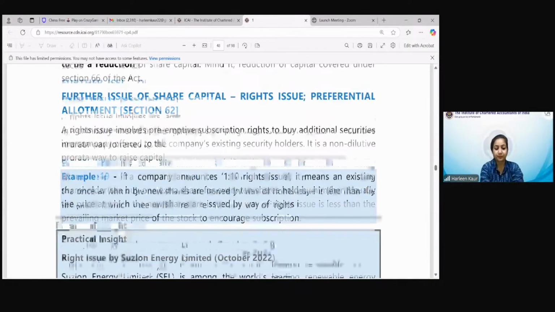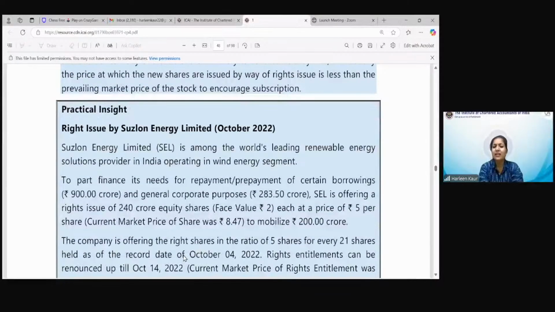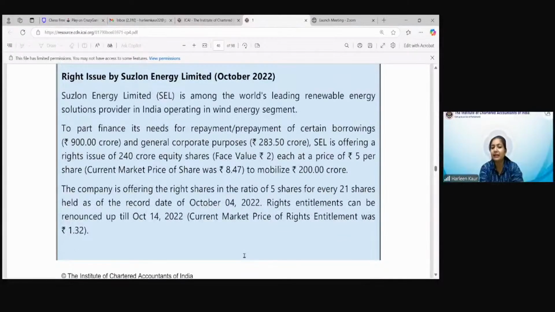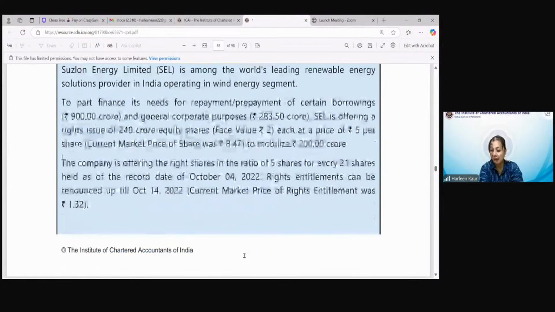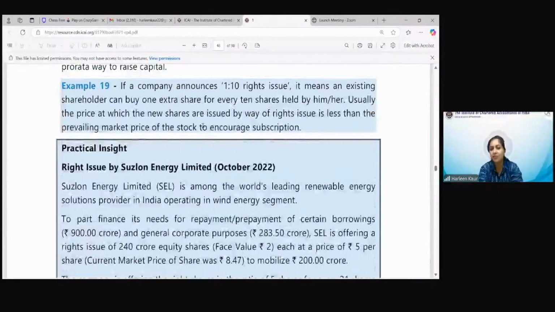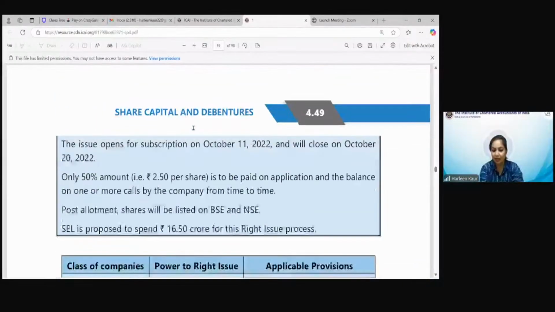Okay. Now this is a practical insight. This is your homework. Enjoy studying it. They have given you the Suzlon Energy Limited case study. The practical is explained: how much money was there, how much finance was needed. The company is offering in the ratio of 5 shares for every 21 shares. Just enjoy reading it. This is for your better understanding. Nothing to learn in this. The learning part was only this much, that I have shown you in my presentation, how it works in proportion to your share capital.